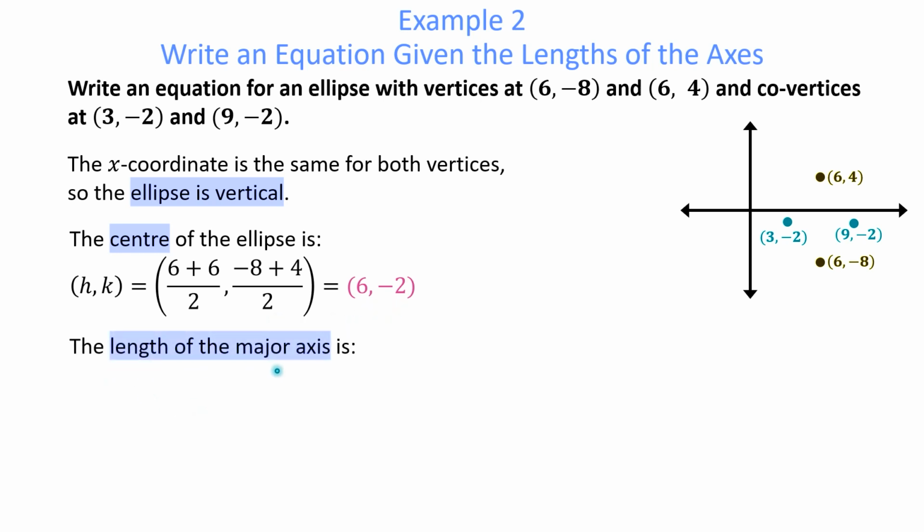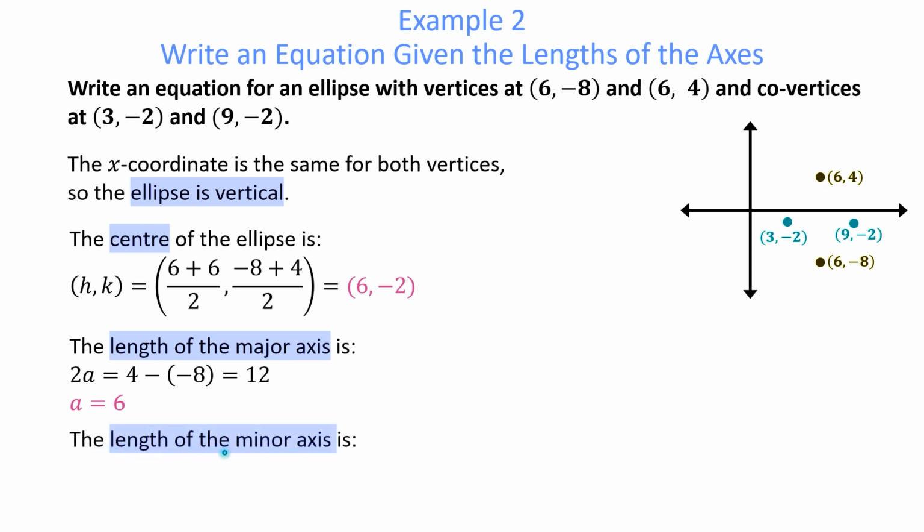Now, the length of the major axis is 2a. So we want this distance here. We can see the distance between 4 and -8 will be 12. So if 2a, which is the length of the major axis, is equal to 12, then a must be equal to 6.